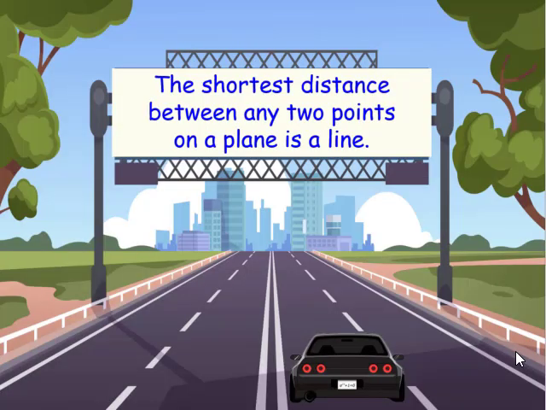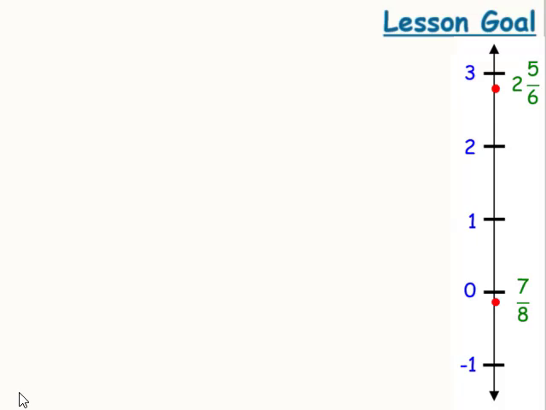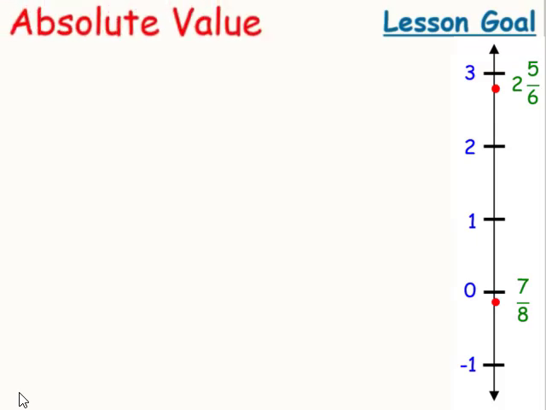The shortest distance between any 2 points on a plane is a line. In the lesson for today, we're going to find the distance between 2 points on a number line. In order to do this, we'll have to use the absolute value of the difference of the 2 points. The absolute value of 7/8 minus 2 and 5/6 will give us the distance between the 2 points.